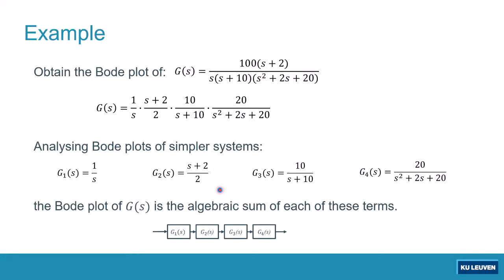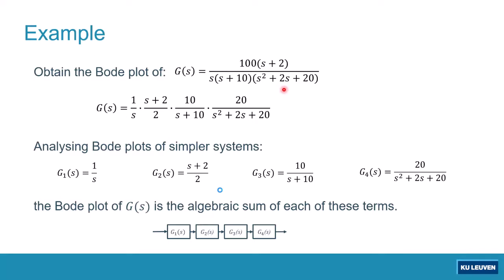Let's take this example then. Now I have a complex system G(s), as you can see in this slide. Obviously from this equation we can see that this system G(s) has one finite zero, which is equal to -2, and I have four poles here. One single pole at the origin, one pole at -10, and a pair of complex conjugate poles from this quadratic equation, right?